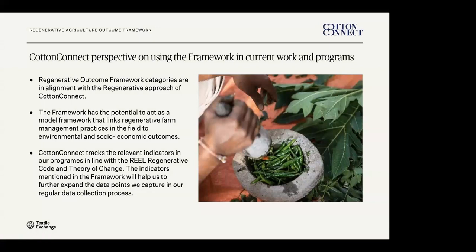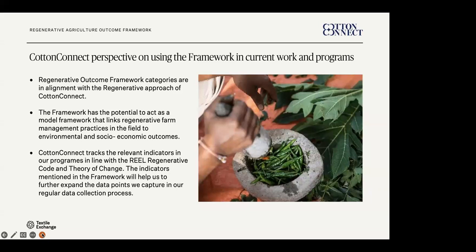And to those who do not know us, Cotton Connect is a social enterprise. We work with global brands and retailers, helping them source sustainable cotton and create more resilient and successful raw material supply chains. We took part in the first phase of the research, and we are very excited to be invited to participate in the second phase and work on the framework.